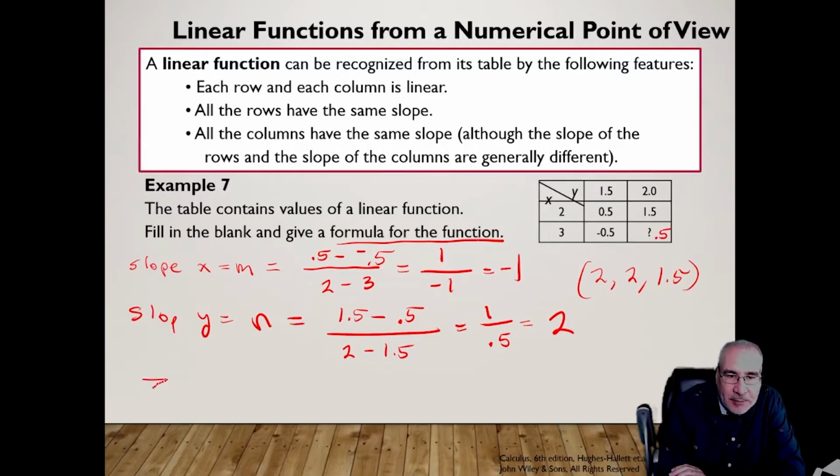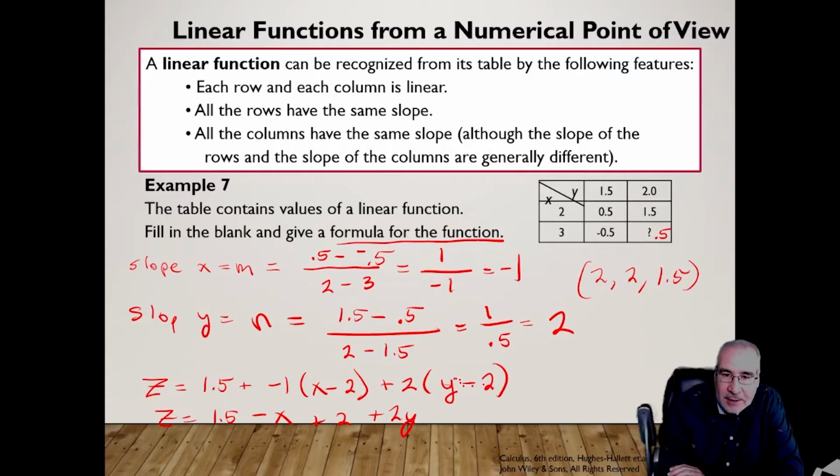Okay, so again, remember our formula. We've got z equals z naught, which is 1.5, plus slope in the x direction, negative 1, times x minus x naught, which is 2 in this case, plus the slope in the y direction, which is 2, times y minus y naught, which is 2. And that's what allows us to get all of this. So we had z equals 1.5 minus x plus 2, and then we get a plus 2y minus 4, 2 times negative 2.